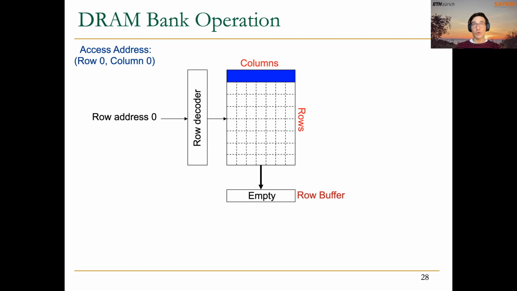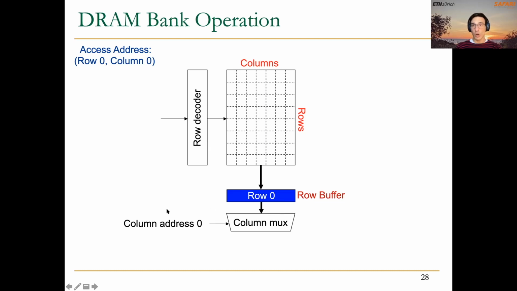And after this row is activated, as you have seen in the previous slides, the row is copied to the row buffer. At that point, we can use the column address to access the specific elements or specific cache lines inside this row 0 that we want to access. And we use the column address in that case. So that's the element in row 0 and column 0. So we read this out of the DRAM bank.